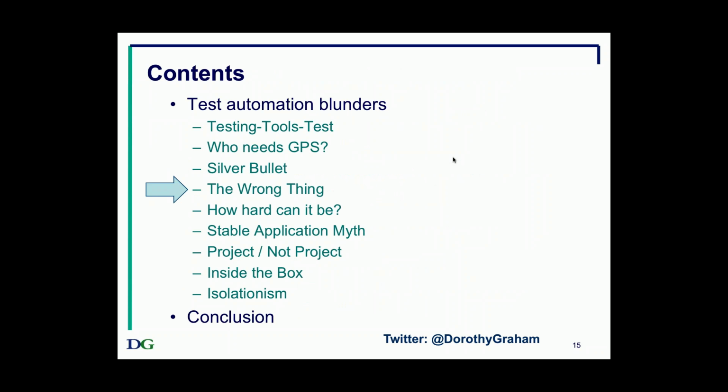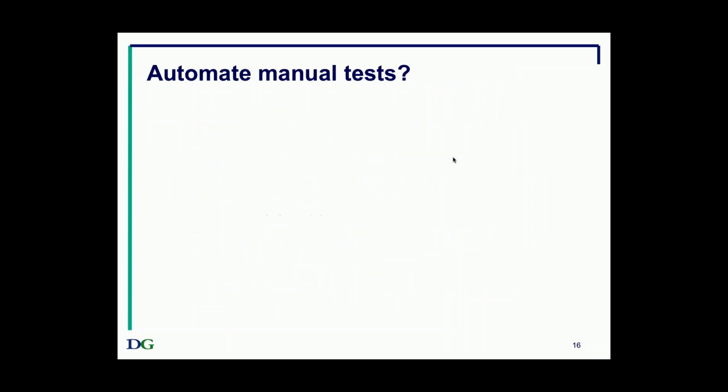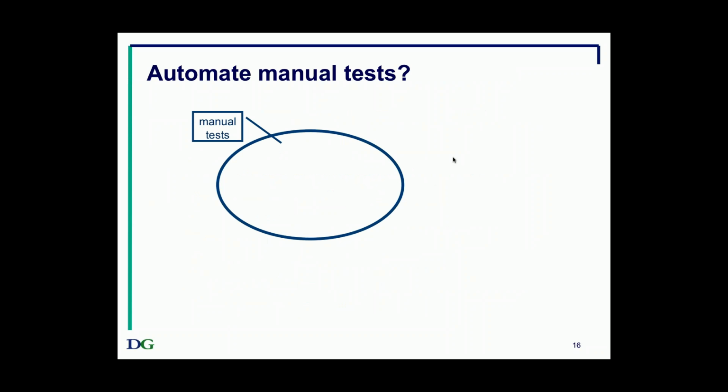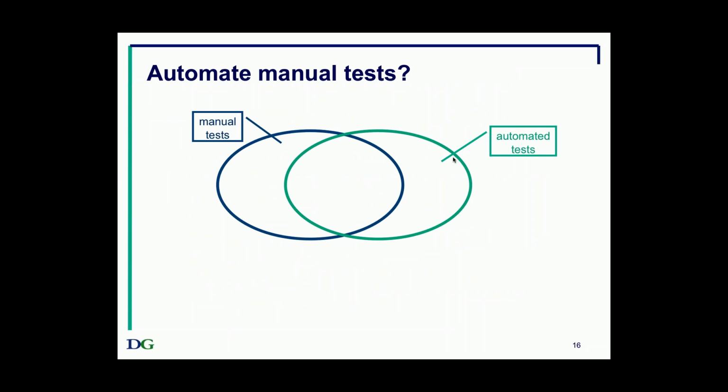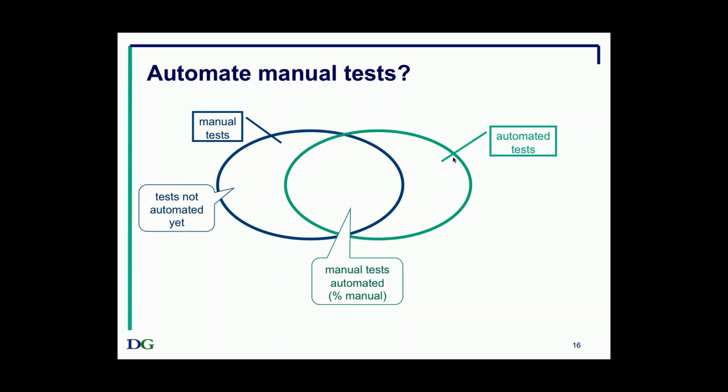The next blunder, automating the wrong thing. A lot of people say, well, we've got some manual tests, so we'll automate them. And that is a good starting point. So if we have our manual tests here, and we have our automated tests here, and we have the manual tests that we've automated so far, it looks like we've automated maybe half of them. So should we be trying to move the circles together so that all of our manual tests are automated? We have some here that we haven't automated yet. And the answer to that question, should we automate all of our manual tests, is no, you shouldn't.